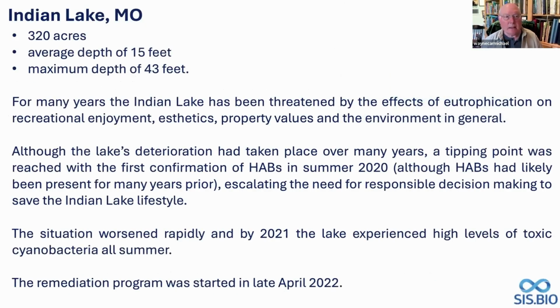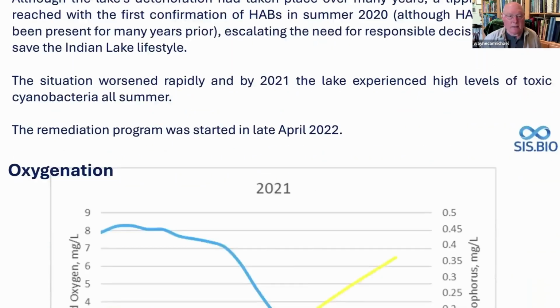The example is Indian Lake, Missouri, average depth of 15 feet, 320 acres. There were high levels of eutrophication for several years. The tipping point was reached in summer of 2020, escalating the need for responsible decision-making. And by 2021, the lake experienced high levels of toxic cyanobacteria all summer. The remediation program was started in 2022. So initially, I'm just going to show you the results of the aeration and the hypoxia effect.